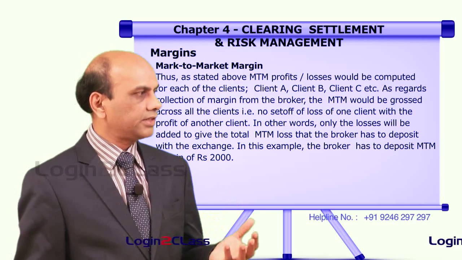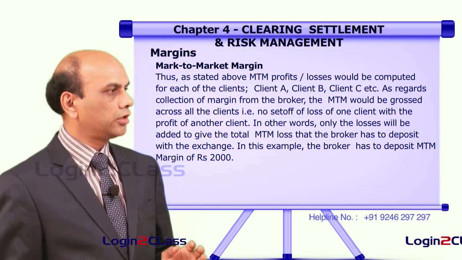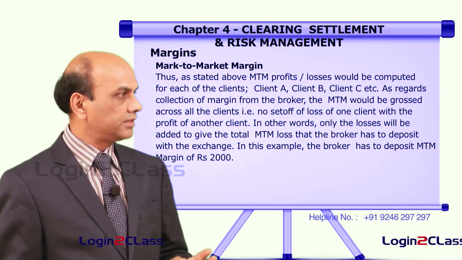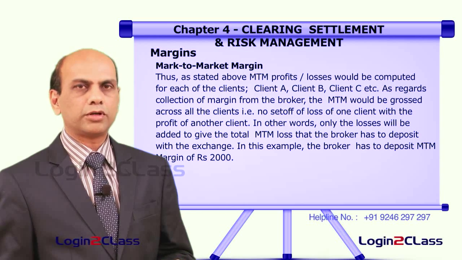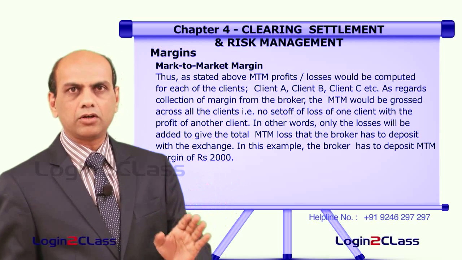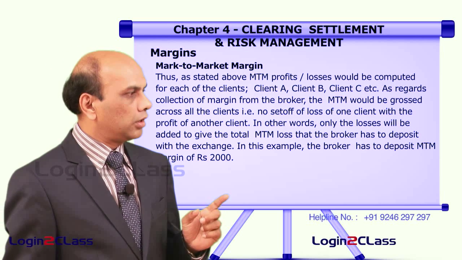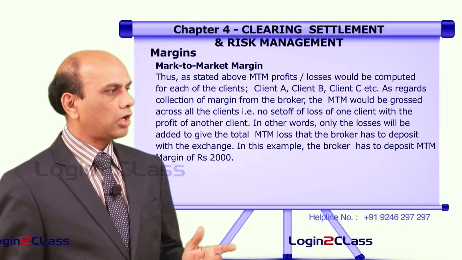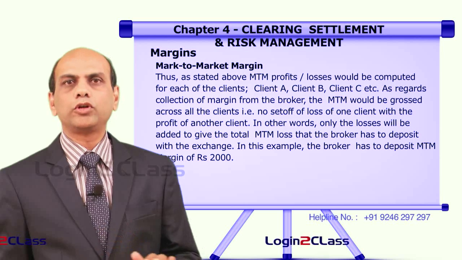Thus, as stated, MTM profits and MTM losses would be computed for each of the clients: client A, client B, client C, client D. As regards collection of these margins from the broker, the MTM would be grossed across each and every client and computed as a total. This is how it is done, and there is no set off of the loss of one client with the profit of another client.